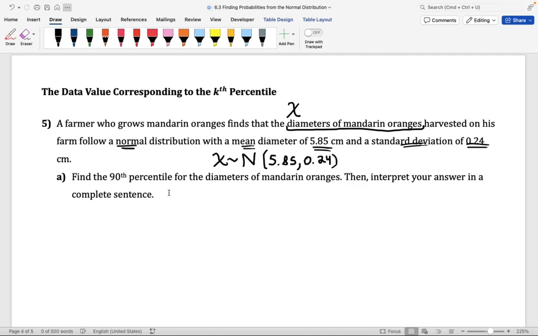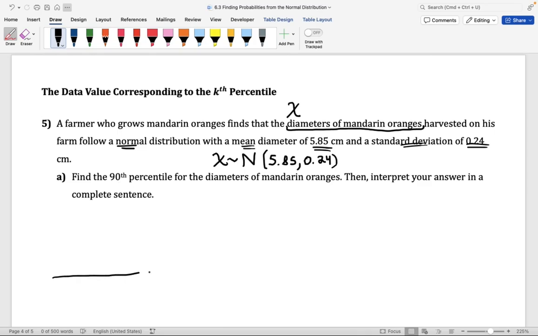This is going to help us so that we don't have to be reading the problem as we're trying to solve the problems below. We can look at this notation. We know we're talking about a normal distribution. We know the mean and we know the standard deviation. In part A, you're being asked to find the 98th percentile for the diameters of mandarin oranges. Then, you're going to write a sentence to interpret the percentile. They are asking us to find the X value, the diameter of the orange, that marks the 90th percentile.